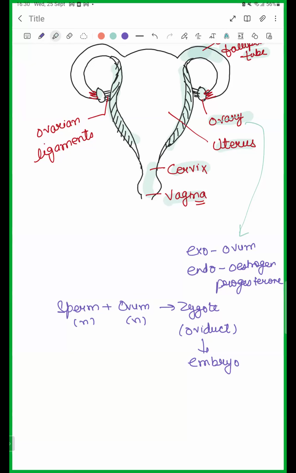So this is just covering the rest of the topic under two main headings: what happens when the fertilization takes place, and what happens when the fertilization does not take place. I hope till this topic everything is clear. If there are any questions, you can ask.